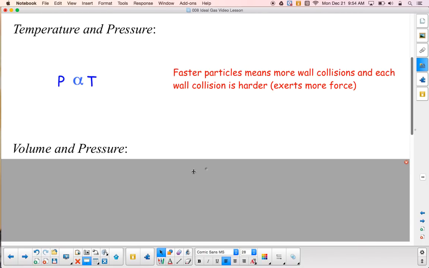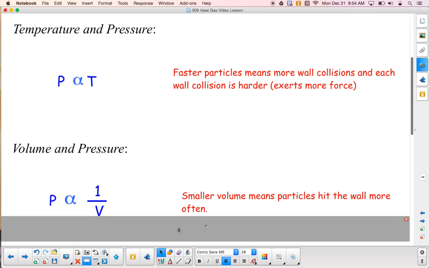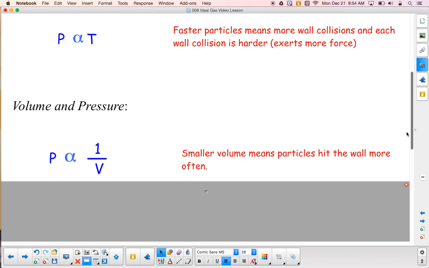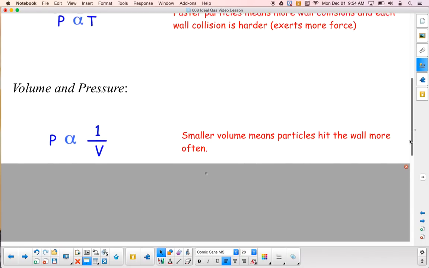And lastly, you have learned that volume and pressure are inversely proportional to one another. So to write that, we would say that pressure is proportional to the inverse or the reciprocal of the volume. And this is because when you make your container smaller, the particles are more confined, and as a result, they hit the wall more often. So if you keep your amount of gas constant and decrease the size of your container, the pressure inside the container is going to go up as the gas particles are pushed closer together.